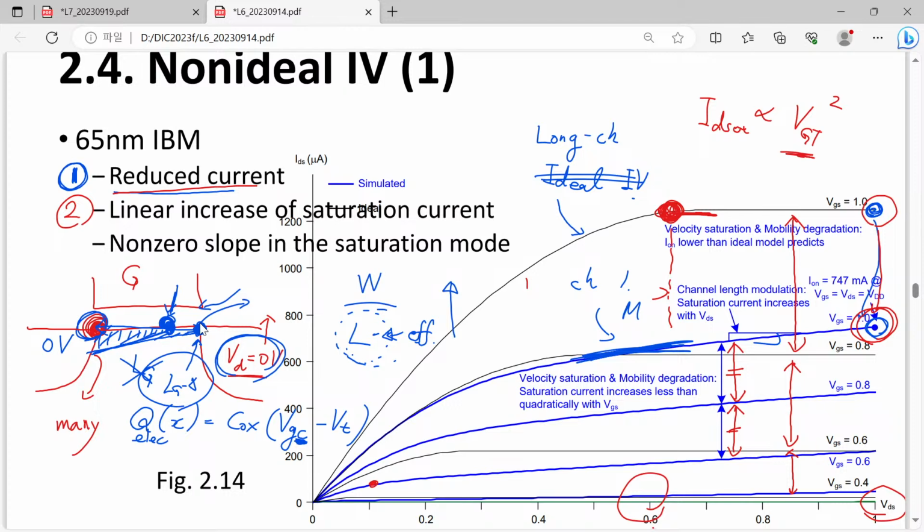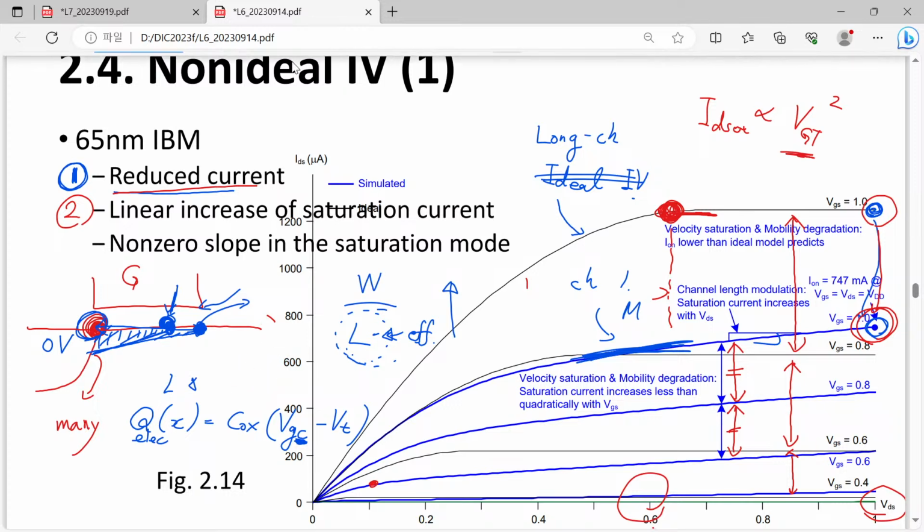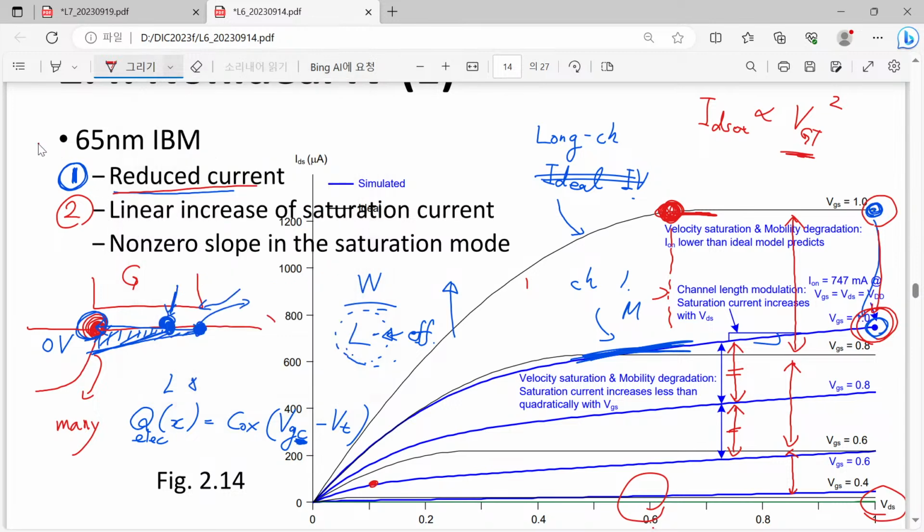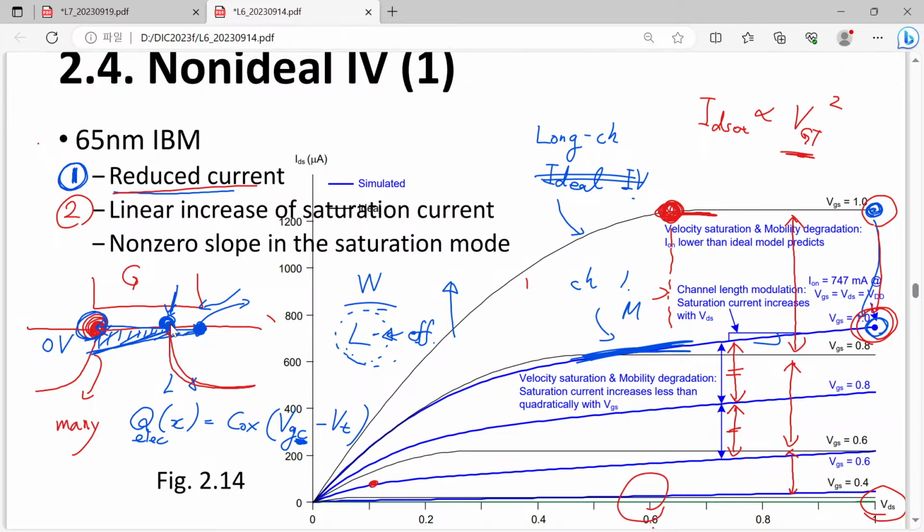Okay, so you're right. You can simply understand this as the characteristics of a device whose source or drain is much closer than the drawn length, so your current becomes higher. So you are right, your question is right. So that is channel length modulation.